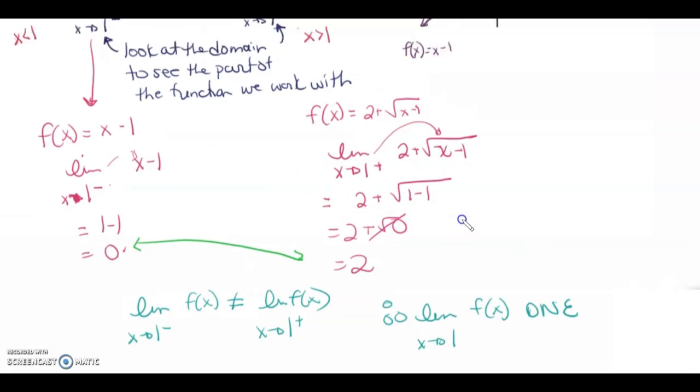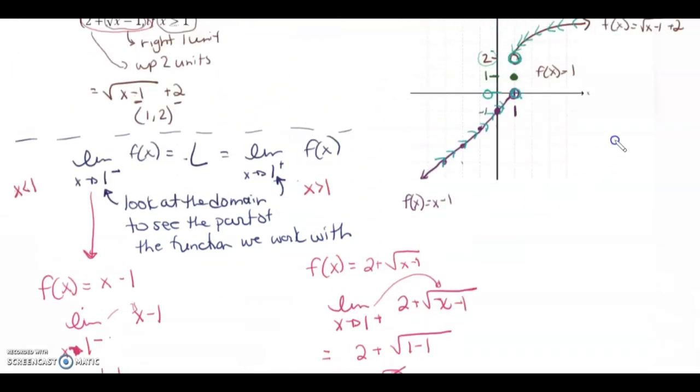And again, I want to point this out to you. It does not matter what is actually happening at this number. This does not matter for limits. That number can exist, can't exist. That number could be different. It doesn't matter. The limit is just, are we approaching the same number from both sides?